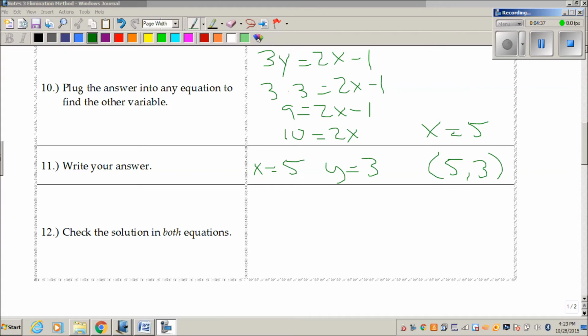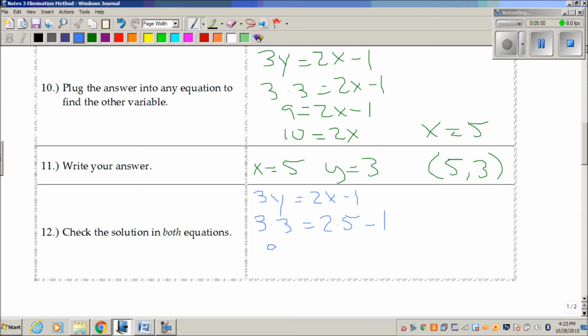And as before, once you have your solution, you can check that just by going back to the original form of both equations, the one you didn't modify. So the first one was 3y equals 2x minus 1. I'm going to substitute 5 in place of x and 3 in place of y, and check to see if the values make my equation true.